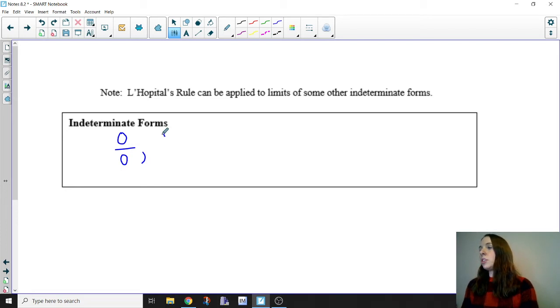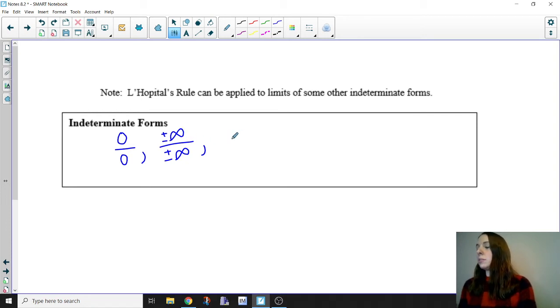I will mention that if you have positive or negative infinity over infinity, that is a time where you could use L'Hopital's rule. These are the most common ones, by the way. I will show you an example of this one.